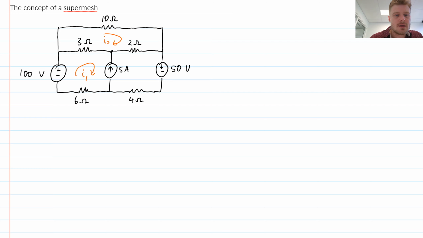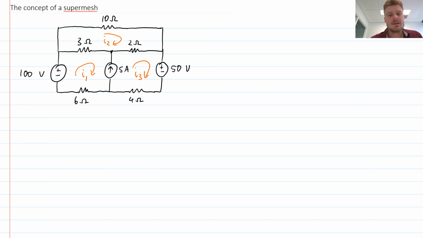But if I started trying to do that for mesh current I1, then I will proceed until I come across this current source. And then what I'm going to find is I'll try and write down an expression for this voltage, but then I can't really do that because the voltage across that current source is unknown. There's no Ohm's law or anything I can use for current sources. So as a result, writing Kirchhoff's voltage law around this mesh I1 is going to be difficult. So I need to use a supermesh.